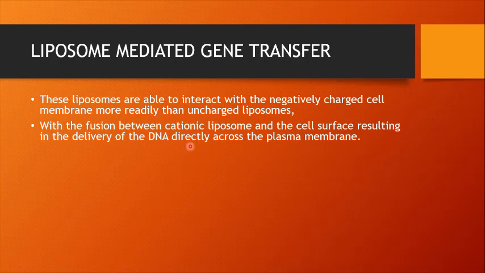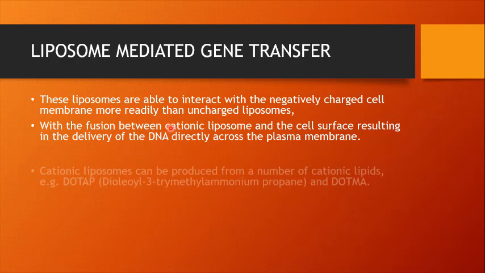So with the fusion between cationic liposomes and the cell surface, resulting in the delivery of the DNA directly across the plasma membrane, what happens? There is a cationic liposome, a positively charged liposome, which interacts with the cell surface, and because of this interaction, the delivery of the DNA occurs directly across the plasma membrane. So this is the form of interaction. After that, the DNA can be transferred to the cell.